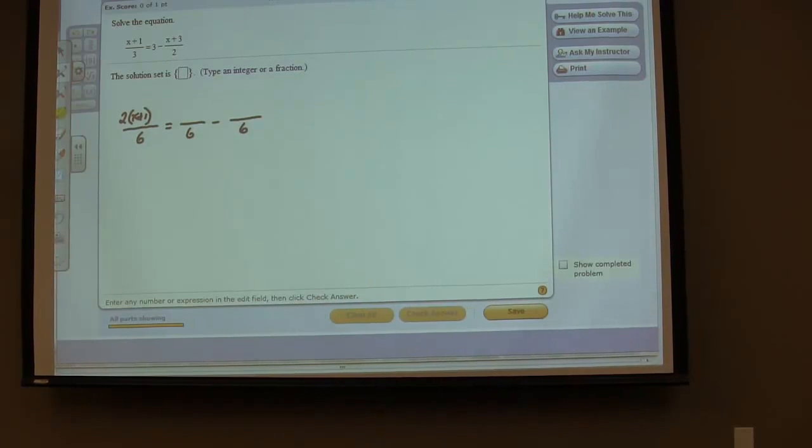On the right-hand side, the whole number 3 was over a 1. So I multiplied by 6. When I multiply the top by 6, I'll get 18. In the second term, the denominator was a 2, now it's a 6, that means I multiplied by 3.